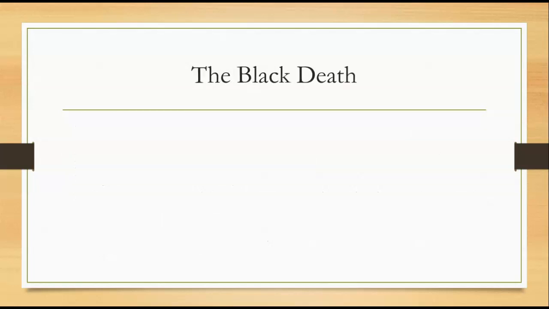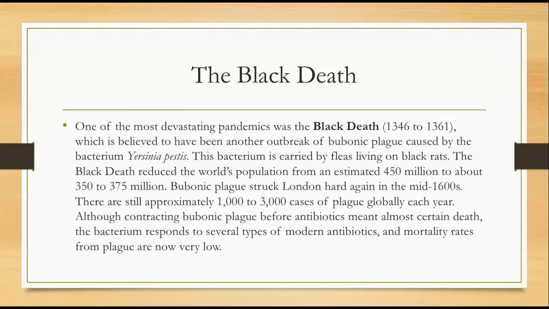The first major one is the Black Death. One of the most devastating pandemics, of course, was the Black Death, which happened between 1346 and 1361. It's believed to have been another outbreak of bubonic plague caused by the bacterium Yersinia pestis. This bacterium is carried by fleas living on black rats. The Black Death reduced the world's population from an estimated 450 million to 350 to 375 million, so 100 million deaths.